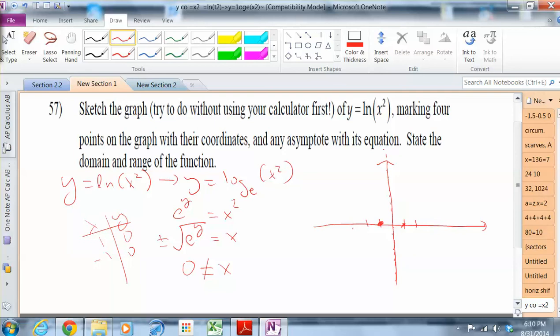Also, what if y held a value of 1? If y held a value of 1, then x would be the square root of e, or negative square root of e.